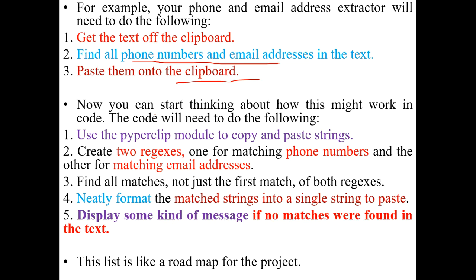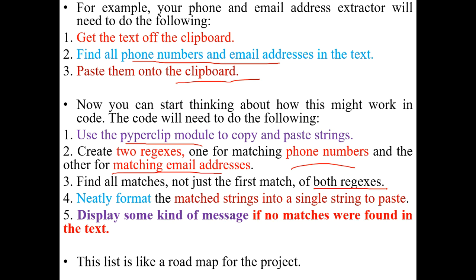So the code which we are going to write must follow the following. In order to get the text from the clipboard, we have to use one module. The name of that module is Pyperclip, which allows us to perform copy and paste operations. After that we have to create two regular expressions, one for phone numbers, another for email addresses. Finally, it has to find all matches, not just the first match, related to both regular expressions.